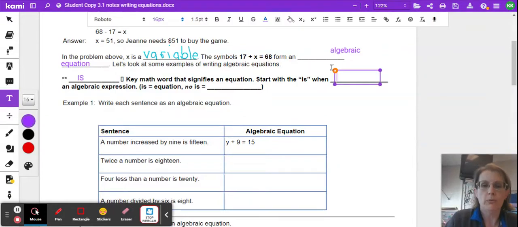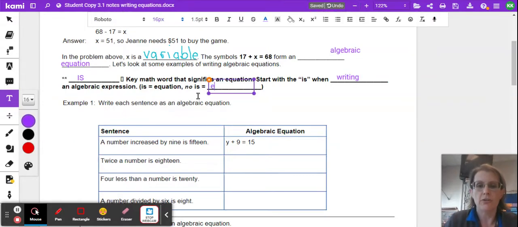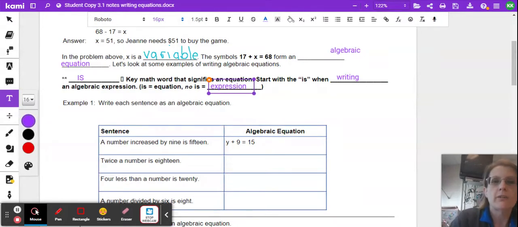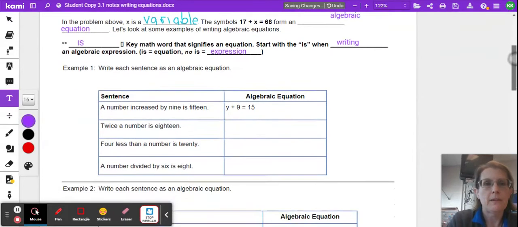"Is" means that it is an equation and it has to have an equal sign. So if there isn't an "is," so if it doesn't have an equal sign, it's just called an expression. We're focusing mostly on expressions today, not equations.